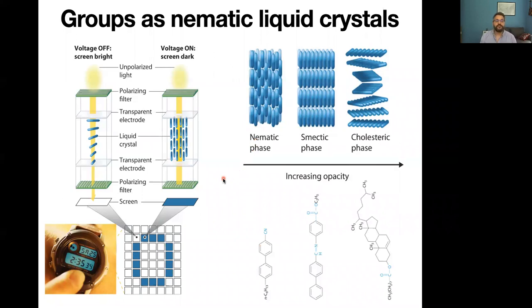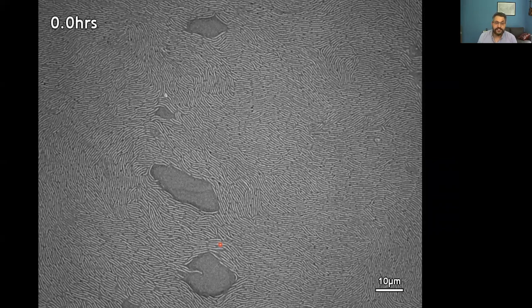And so you can either make a pixel opaque or not opaque by having it either in this nematic phase or this cholesteric phase, for example, which would rotate the polarization. Okay, so what does this have to do with Myxococcus? Good question. Here's an image of a tightly packed group. This is the beginnings of fruiting body formation in Myxococcus.